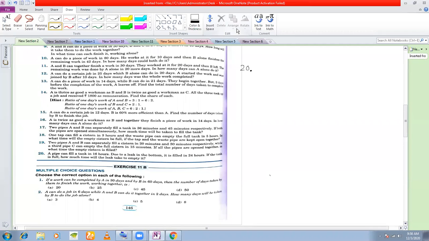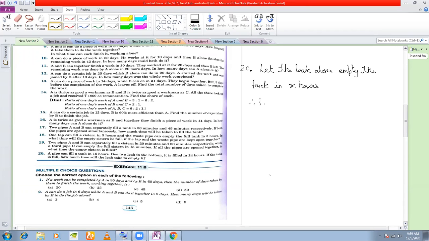If the tank is full, then how much time will the leak take to empty it, that is, if only the leak was there? If the tank was full and I opened only the leak, how much time will it take? That is the question. So I assume, let the leak alone empty the tank in X hours.